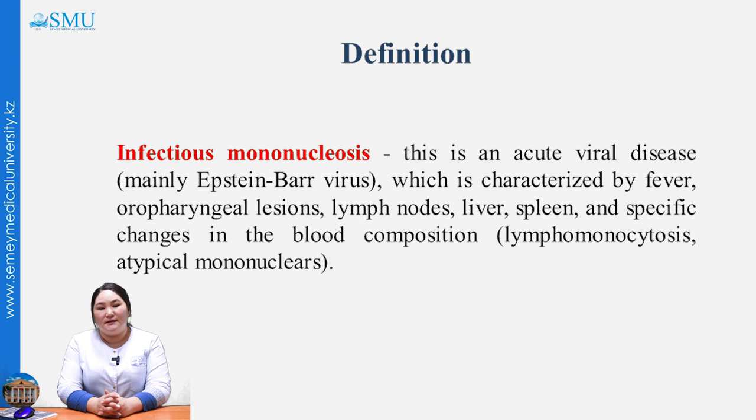The definition: infectious mononucleosis is an acute viral infection caused by Epstein-Barr virus and characterized by a lesion of the oropharynx, of the lymph nodes and other lymphatic tissue, with enlargement of the spleen and liver, and the formation in the blood of specific cells, atypical mononuclears. The pathogen is the Epstein-Barr virus.